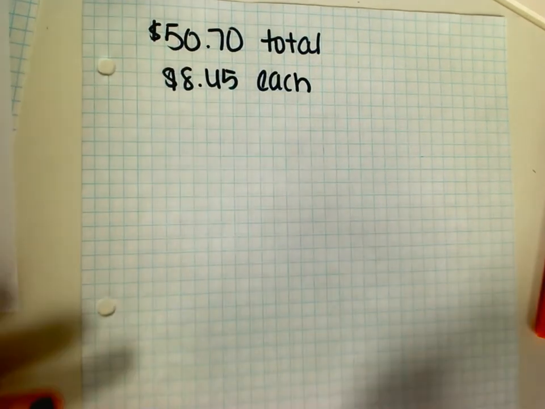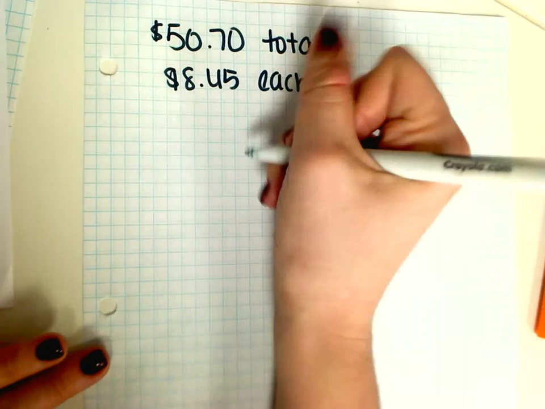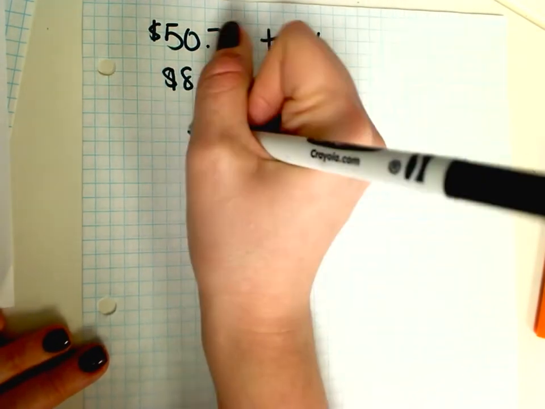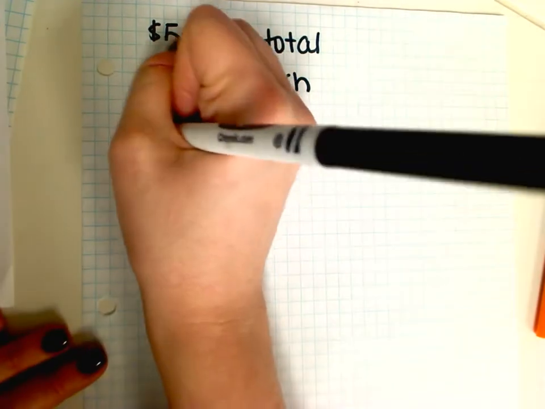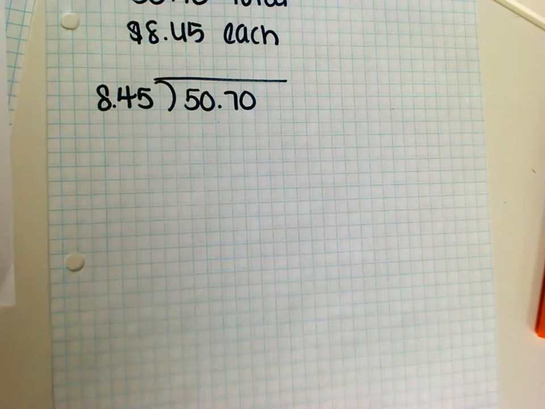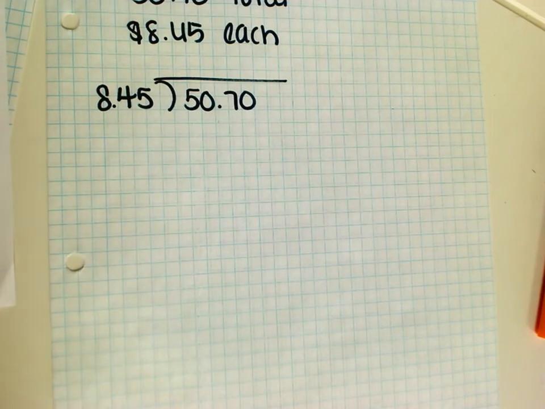Division is correct. So I have the total is the dividend on the inside of the house, $50.70, and I have $8.45 as a divisor on the outside of the house. Go ahead. What do I need to do here? What do I need to do with these decimals?